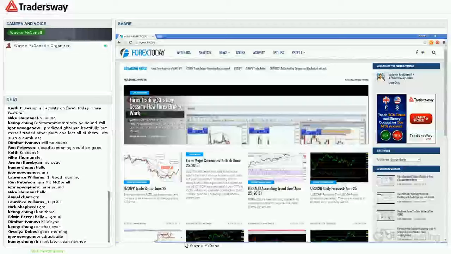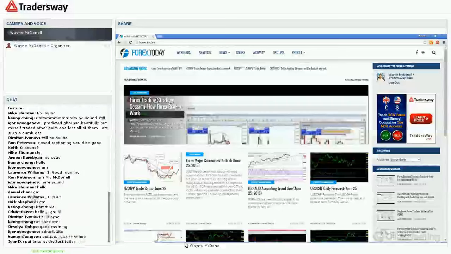Today is the 25th of June, 2015. This is your daily Forex Trading Strategy Session for Thursday.